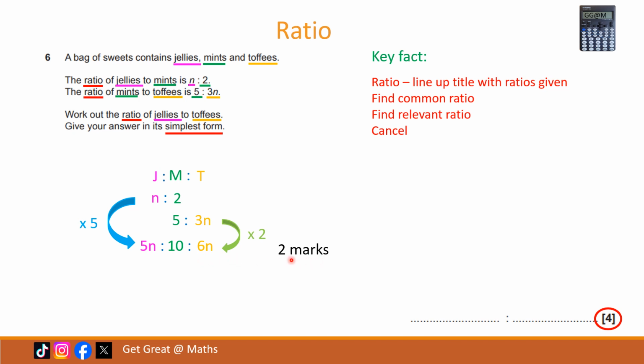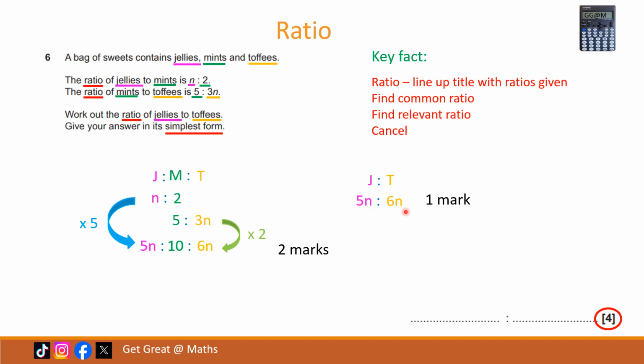It will give you 2 marks for getting to this stage. So to compare them, to get the 10 in the middle and then multiplying by 5 and multiplying by 2, so they're all consistent. That will give you 2 marks at this stage. Now the question wants to know the ratio between the jellies and the toffees. So all I need are the jellies part and the toffees. I'm going to take the jellies and the toffees, which is 5n to 6n. That will give you 1 mark for comparing jellies to toffees.